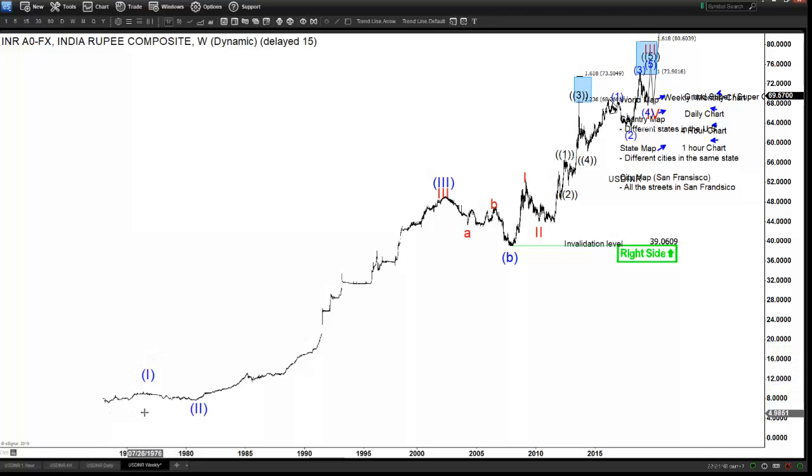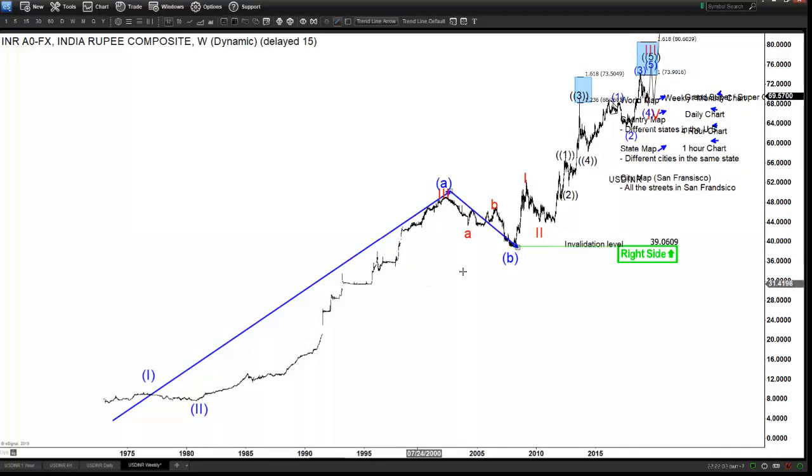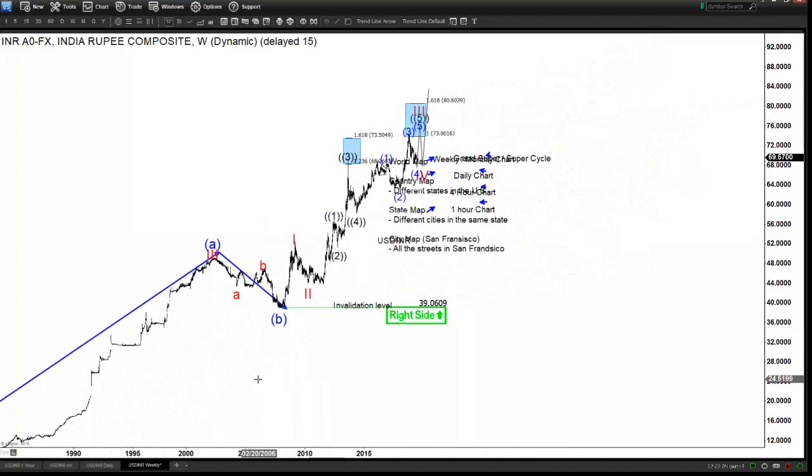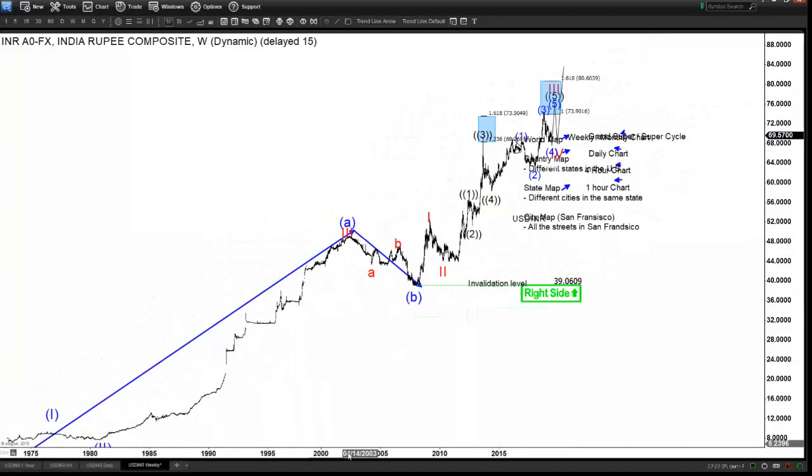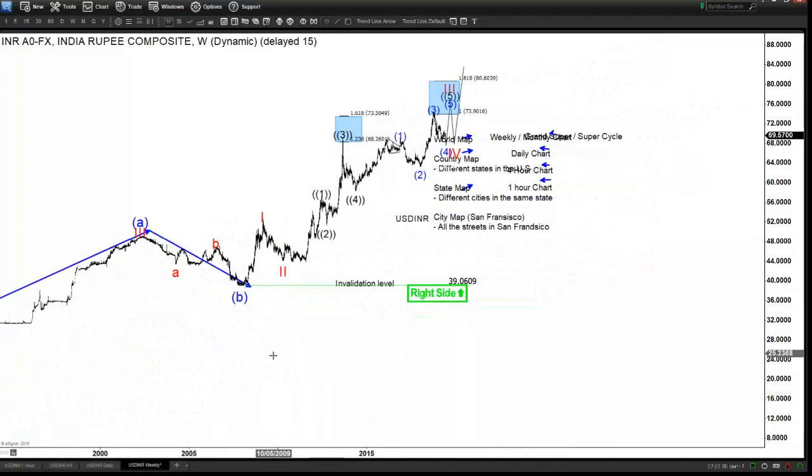And like I said, each wave can always be split into smaller and smaller waves. So wave C needs to be subdivided into 5 waves in Elliott Wave, but we're going to talk about that later on, so don't worry about it for now. You can see we got this 1, 2, 3, 4, and then 5. So this is what we are calling for.